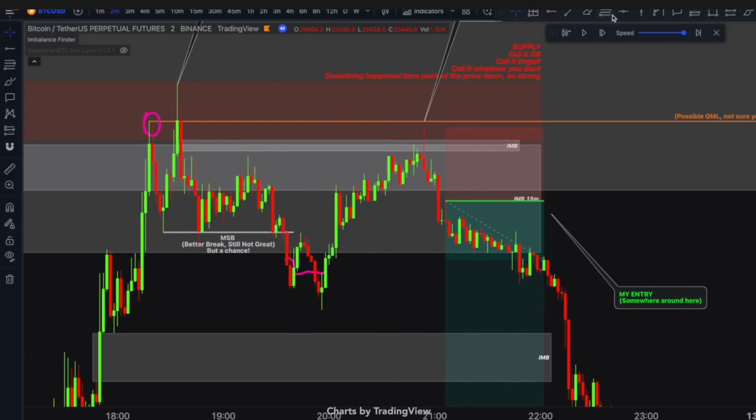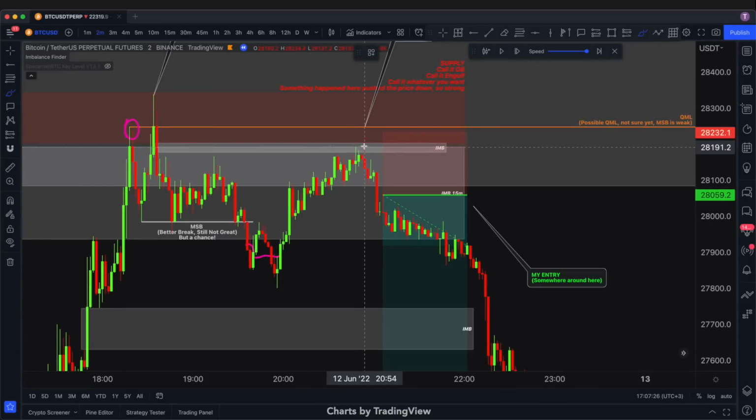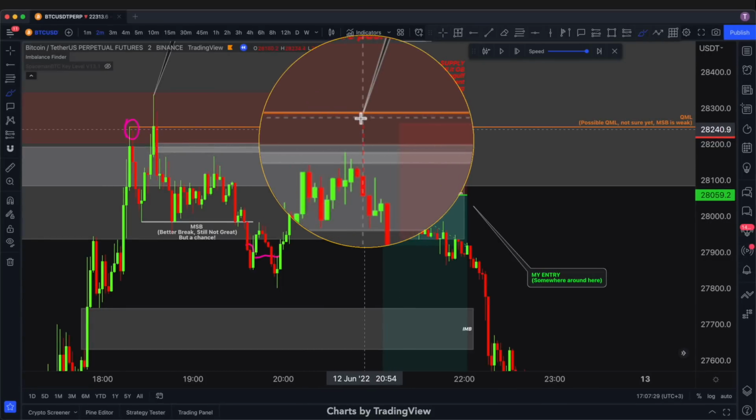My entry here is right after the 1 minute imbalance is filled and reacted after the QML zone. What I was waiting for is a strong drop, a nice hammer or pin bar, which you can see here.